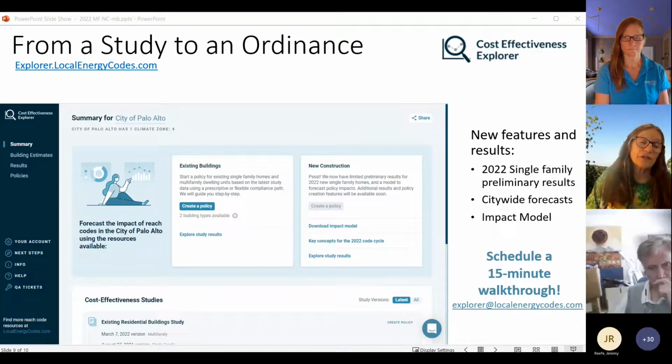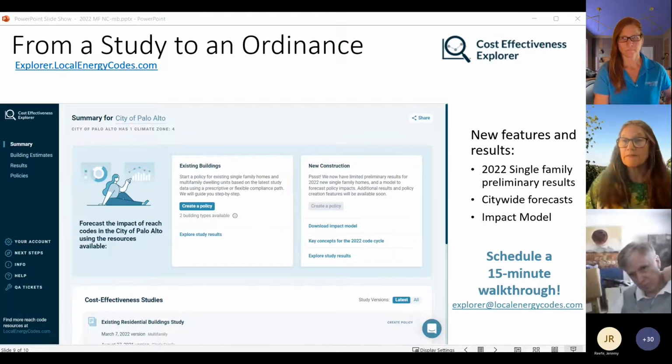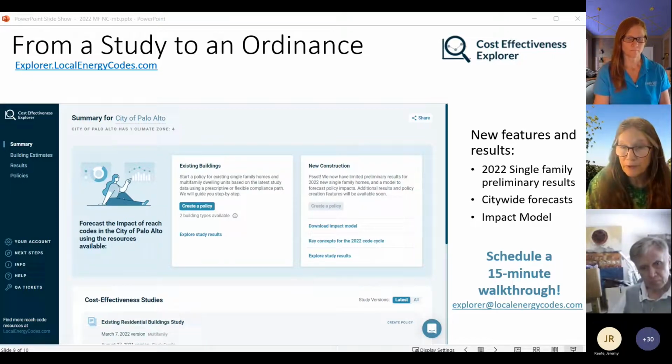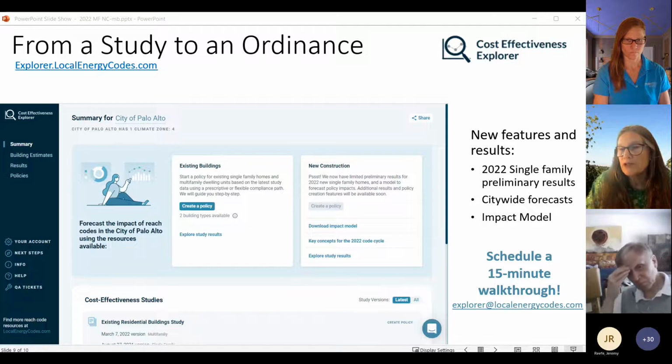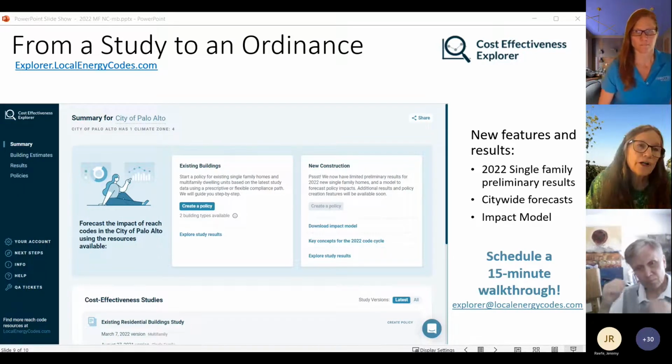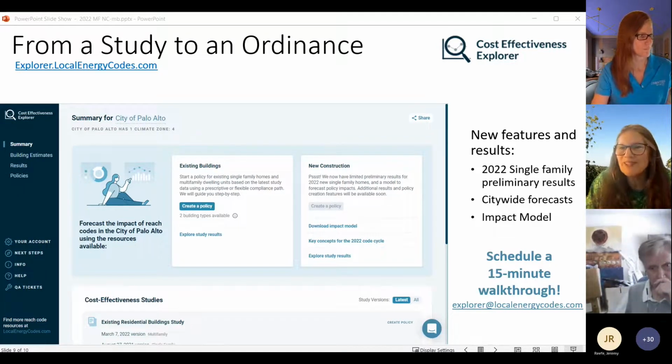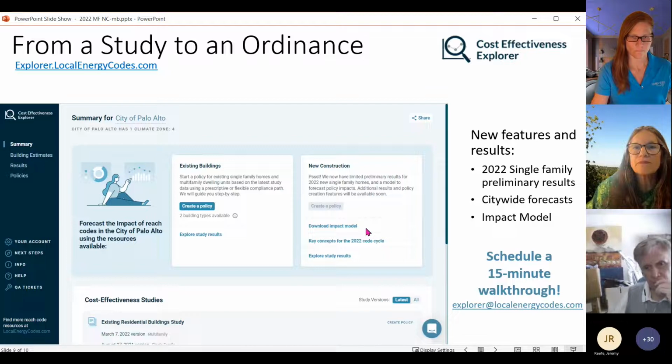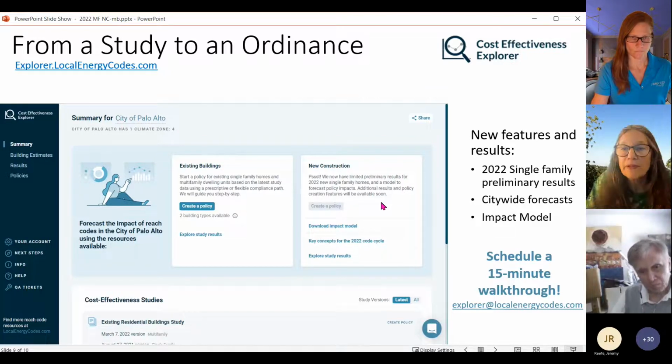At this time, you can just see the results for new construction. We've got the 2022 single-family results included there. And so you can look at those, and you can develop a little bit of a citywide forecast with that. We have assumptions for the new construction rate, which you can go in and modify for your jurisdiction. If you're a data person who really likes to play with some of these things, right on the entry page, there's a link where you can download a spreadsheet impact model. So if you're one of those people that likes to get behind all the assumptions and play with the data, this may be something that you're interested in.